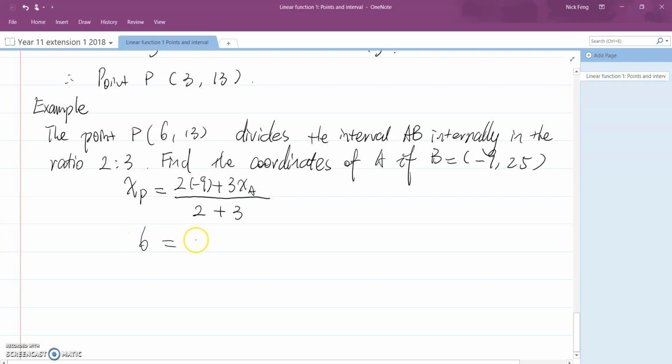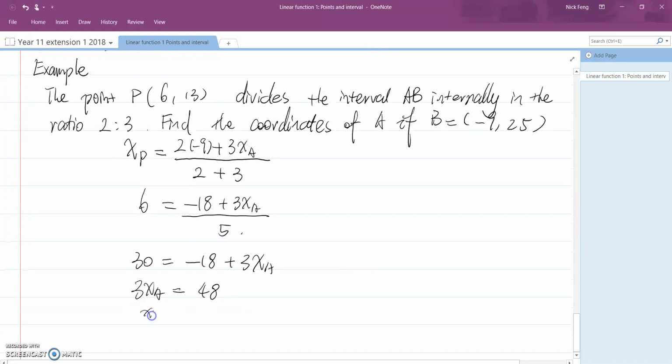6 equals, that's -18 plus 3xa over 5. 30 equals -18 plus 3xa. 3xa equals, what's that, 12? Oh, just a joke, I was testing you. 48. xa equals 16. So the x coordinate of point A is 16.